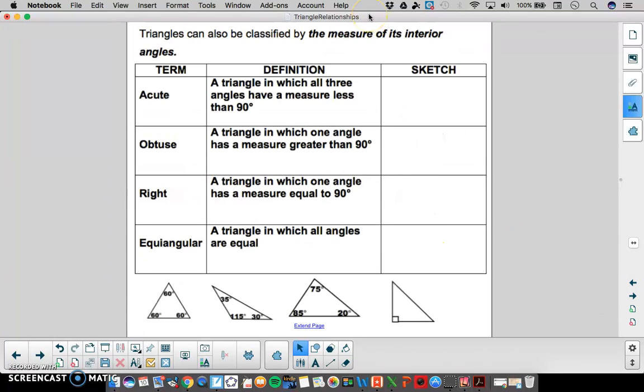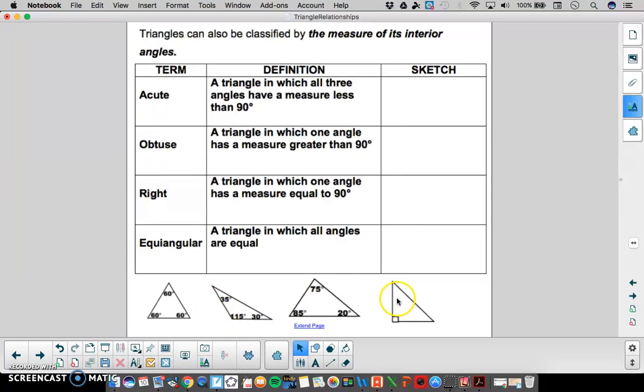Now we're going to look at classifying by angles. So an acute triangle, we're looking at the measures of the angles. So an acute triangle is where all 3 angles have to have a measure less than 90 degrees. So in other words, all of the angles are acute angles. In an obtuse triangle, there is one angle that is obtuse or has a measure greater than 90. In a right triangle, one of the angles has to have a measure of exactly 90 degrees. And the last one is equiangular, where all of the angles are equal. All of them are congruent.